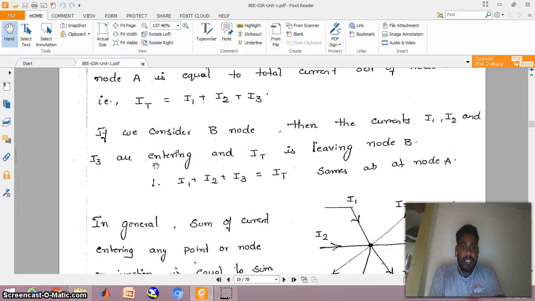So if we consider node B, then currents I1, I2 and I3 are entering, I total is leaving. So sum of entering currents means I1 plus I2 plus I3, sum of leaving currents is I total. So at node B, I1 plus I2 plus I3 is equal to I total.